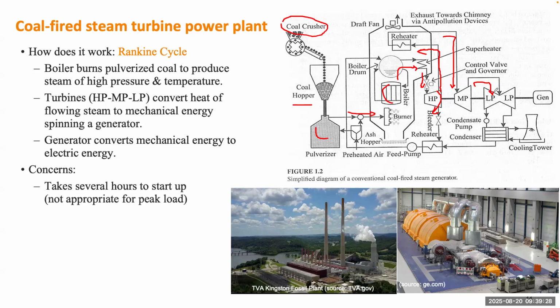There are some concerns with operating the coal-fired steam turbine power plant. First, it takes a few hours to start. That's why such a power plant can be utilized as a base load generator, but not as an intermediate or peak load generator. So it's not appropriate for a peak load. It also has large environmental concerns. They are the major CO2 emitters in the power grid. And the efficiency is not high, only about 45%.